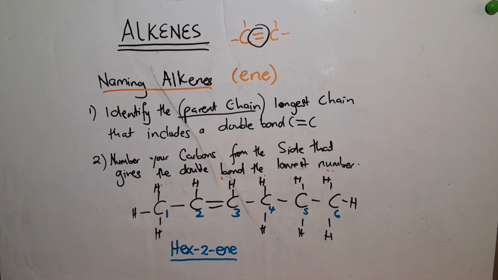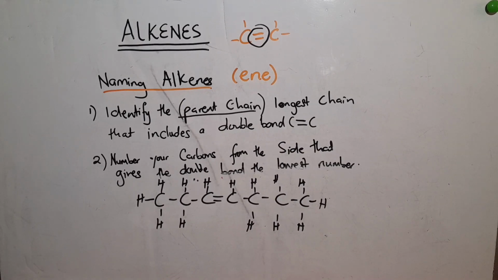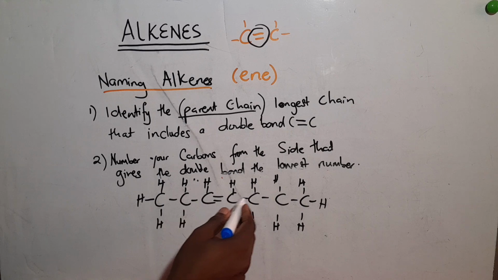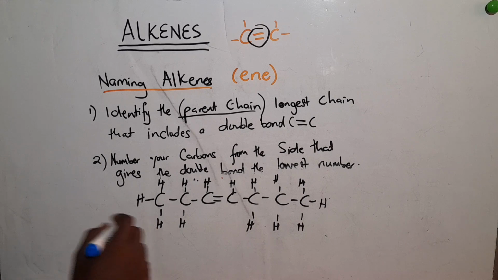Like that. Maybe let's do one more, and then we can move to branched alkenes after this. So let's see with this one. Again, we identify our longest chain. So this is the whole longest chain, 1, 2, 3, 4, 5, 6, 7 carbons. That's hept.